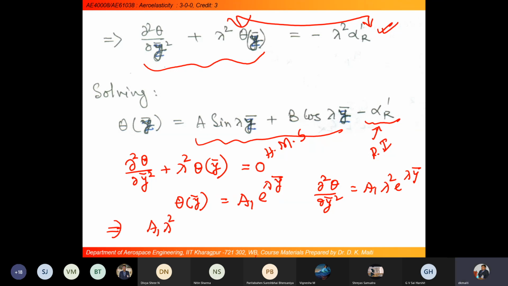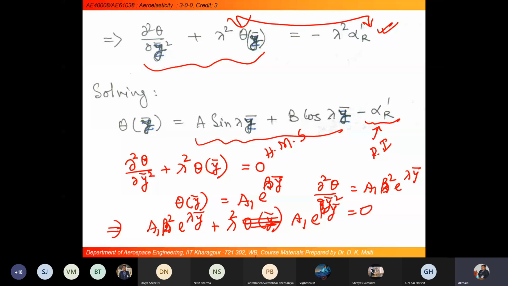Oh, sorry, I should not take lambda here because I have already taken lambda here. I should take beta here, beta square. So beta square e to the power lambda y bar plus lambda square theta into y bar. Sorry, theta I will be taking as a1 e to the power beta into y bar. This is equal to 0.